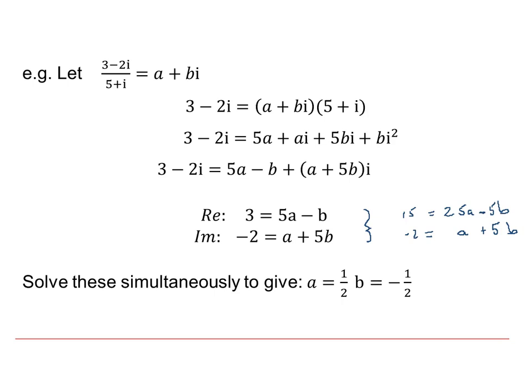So our number a plus bi, which is the result of the division, must be given by z equal to 1/2 minus 1/2 i.